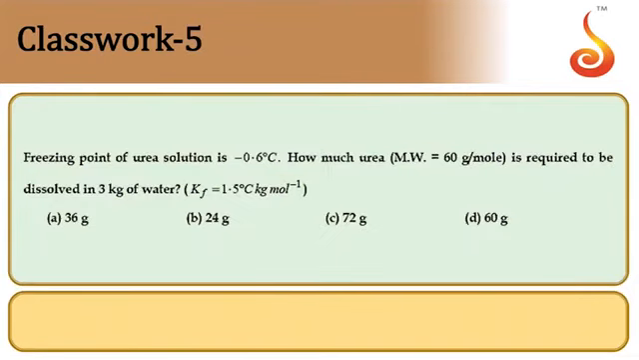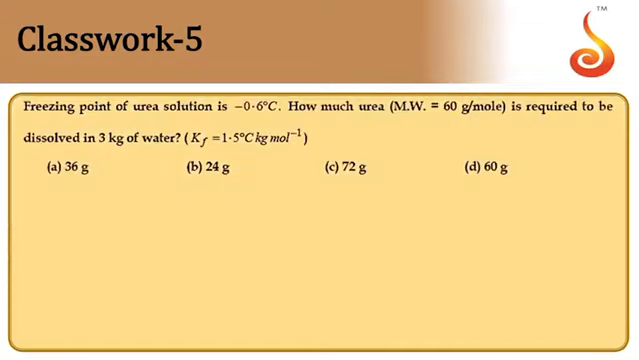Then the fifth one. The freezing point depression of a solution of urea is given as 0.6. How much urea of molar mass 60 is required to dissolve in 3 kilograms of water? So the freezing point depression is given here. We need to find out the amount of solute to be added to get that freezing point depression. Now the formula: delta TF is equal to KF into molality. Delta TF decrease is given as 0.6 and KF is given as 1.5 per molality.